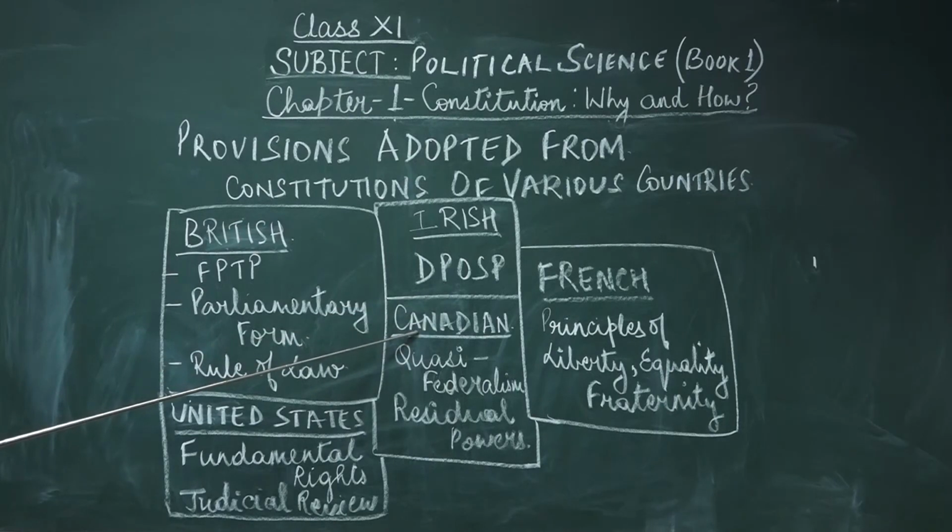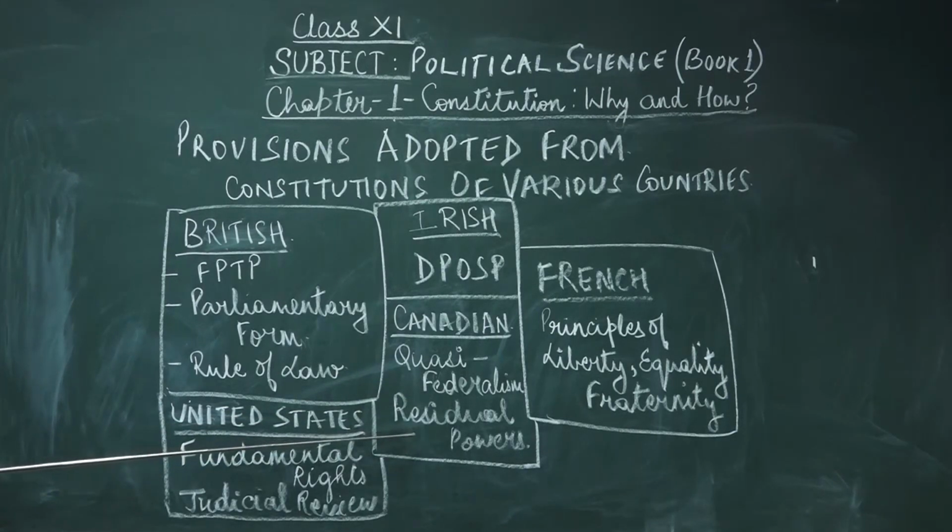The Canadian Constitution gave us quasi-federalism. Quasi-federalism is a system where the government is a federal system with a strong central government. It also gave us residual powers. Residual powers, you will learn about it in the coming chapters. There are three kinds of powers: state powers, union powers and residual powers. This also came to us from the Canadian system.